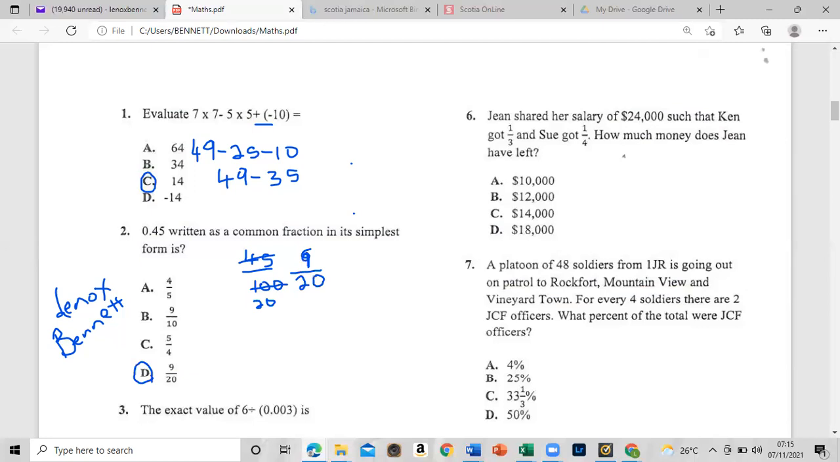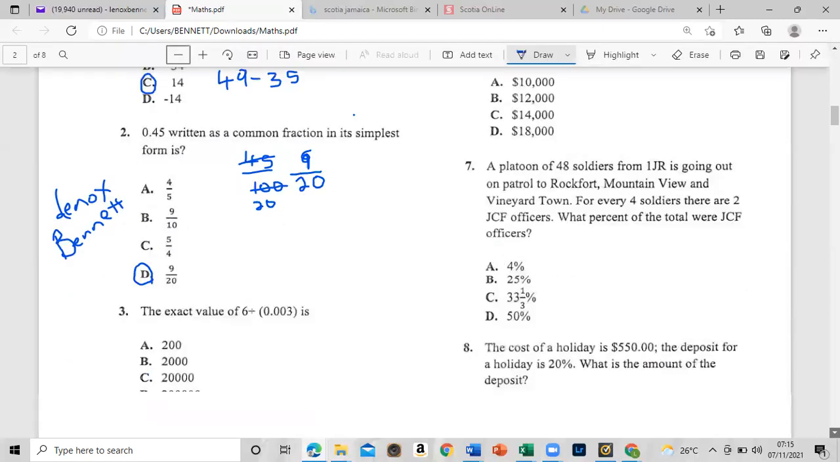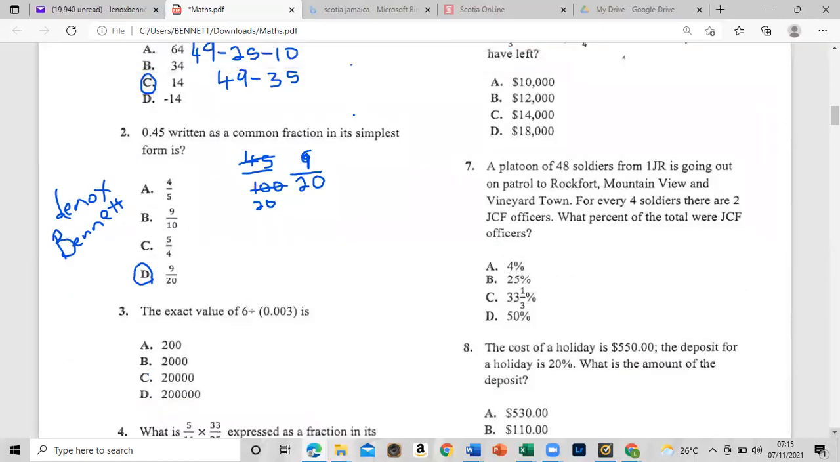Let's go down to number 3. Again, guys, go ahead and try the exact value of 6 divided by 0.003. PEP people, City and Guilds, you guys should know this, all right?